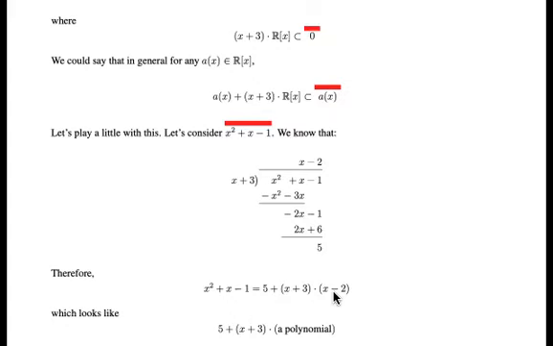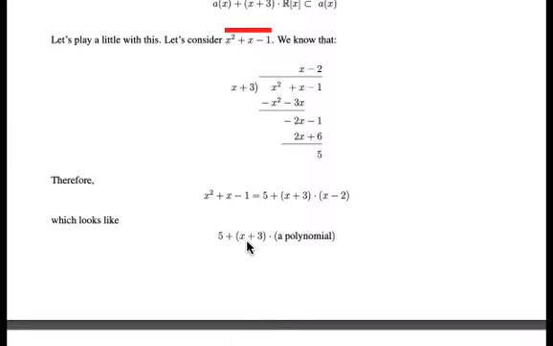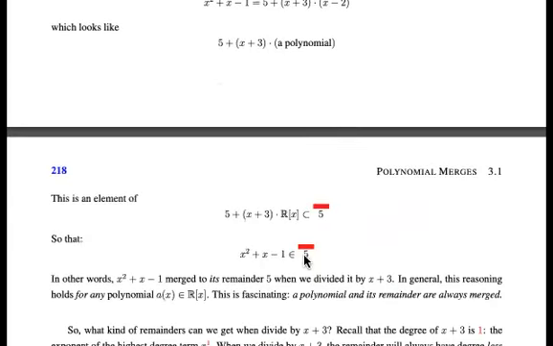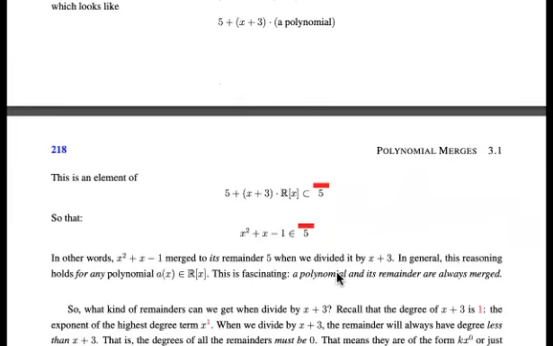Polynomial multiples of x plus 3 are in 0 bar, and we can throw bars over and off and so forth until we actually see that 5 is in the same fiber as x squared plus x minus 1. So these guys are in the same fiber, in this exact same fiber. Okay.